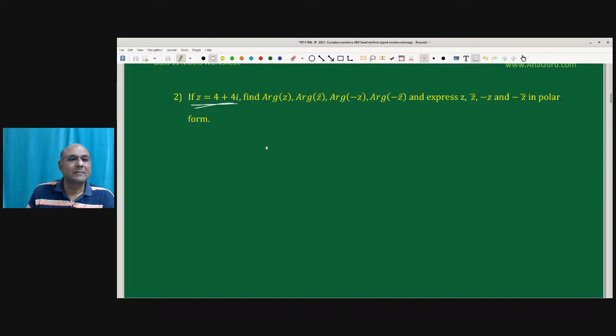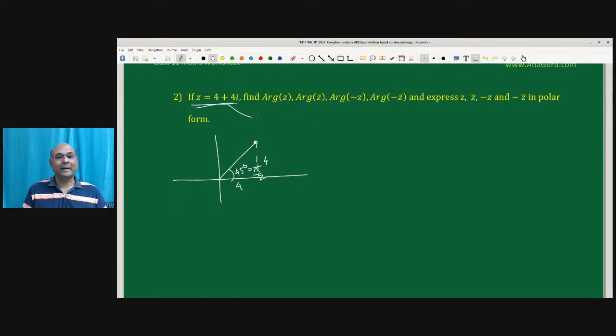If you see this, I can quickly write this as 4 plus 4i. You can see that there is an isosceles triangle sitting here. 4, 4. So what is this angle? 45 degrees. 45 degrees means pi by 4. So immediately I will write z as this length. Well, this is 4, this is 4, this is 4 root 2. So 4 root 2 e to the power of I pi by 4. Or you can write it as 4 root 2 cis pi by 4.